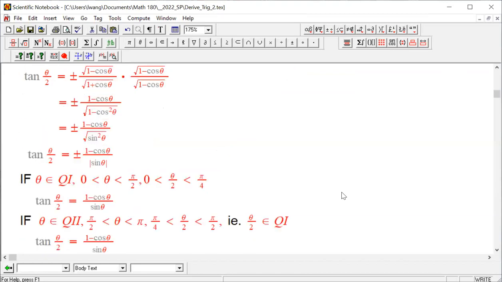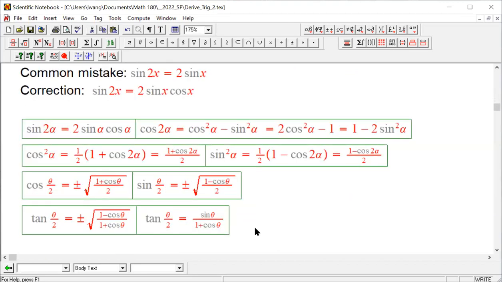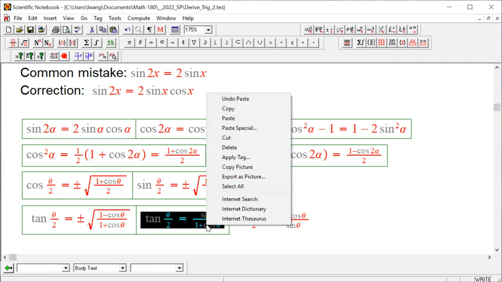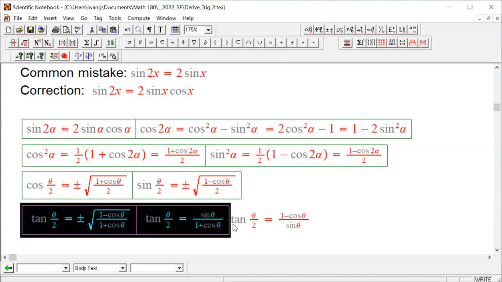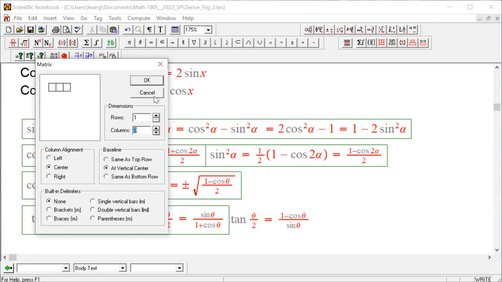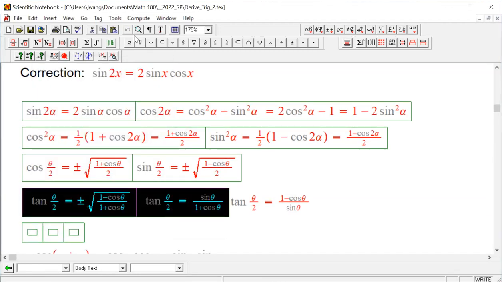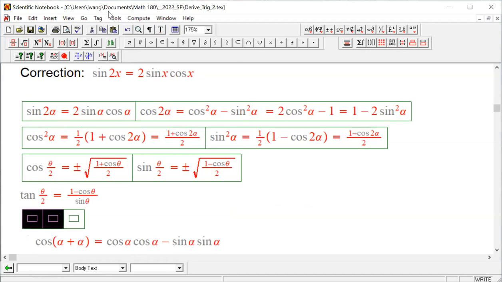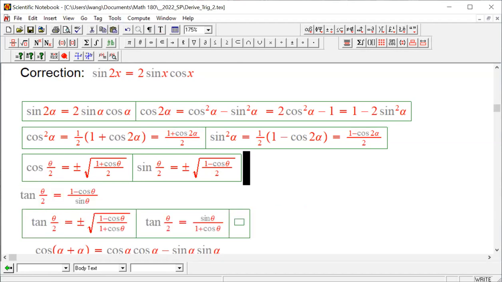Where did I put it? Beneath it. There. And I shall put it in, it doesn't allow me to add a column. So let me add a column to put them together. So these two, we put them here. And the last one, we put it over here. So by this time, we have proved all of the identities.